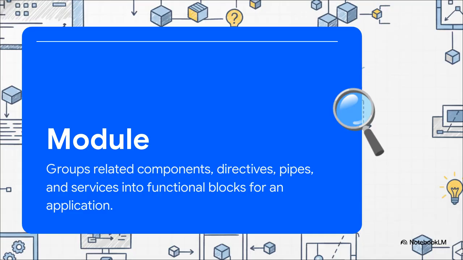Okay, so if components are the individual rooms, then a module, or an NgModule, is like the blueprint for an entire floor or a wing of the building. Its job is to group related components and other pieces together into one functional chunk. This is what keeps our app organized and easy to grow. For example, you might have a user profile module that bundles together everything needed for a user's profile page.